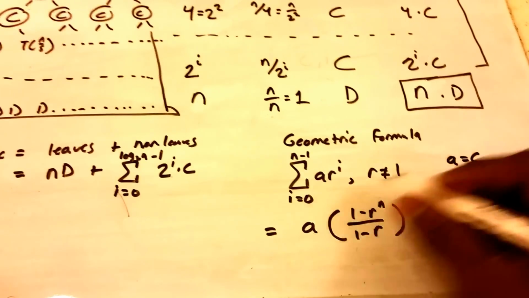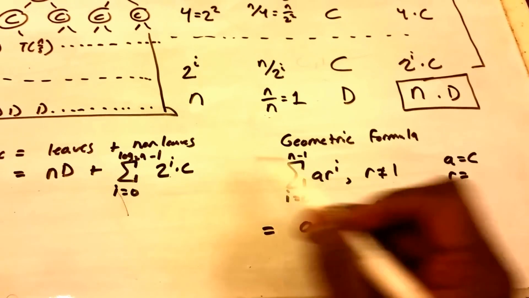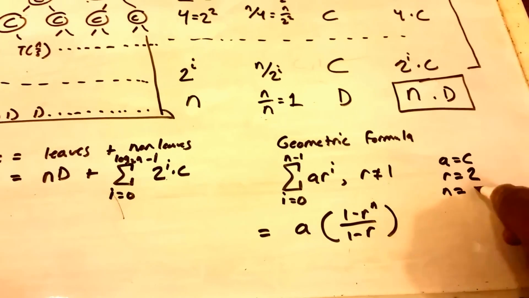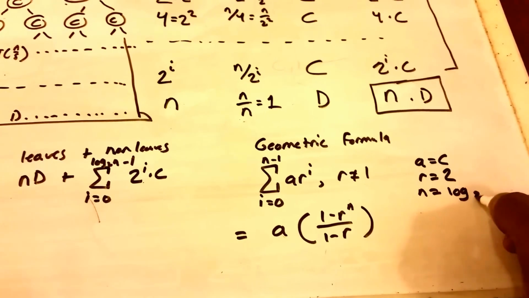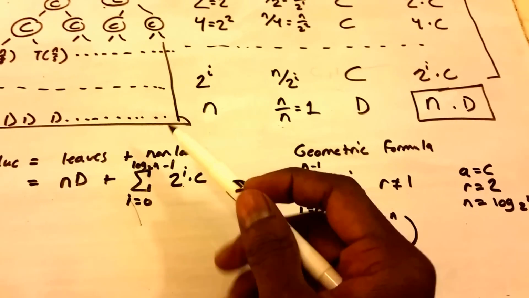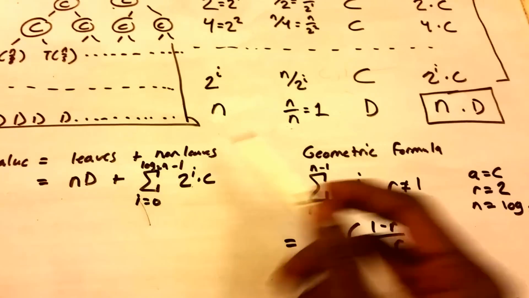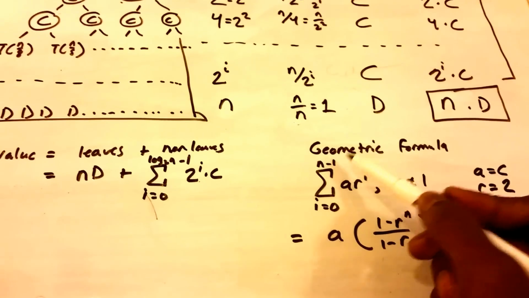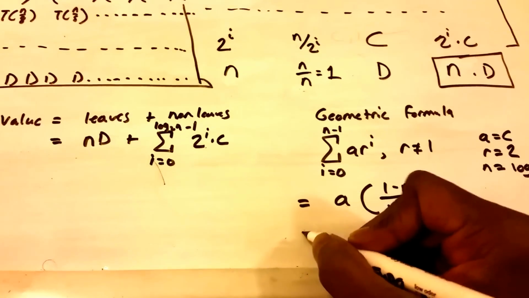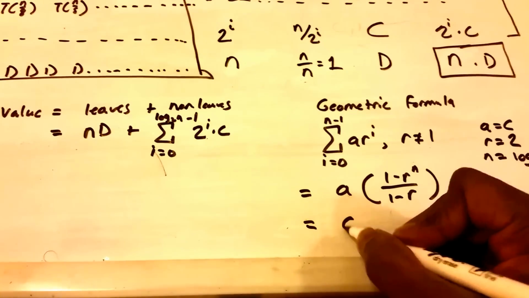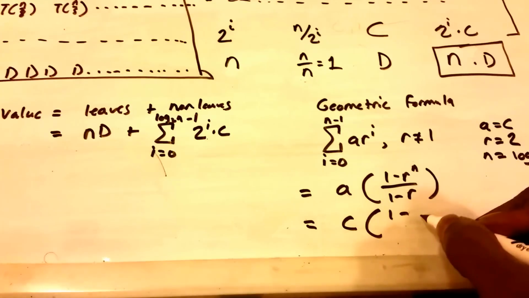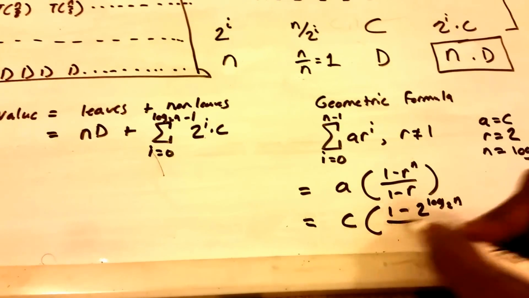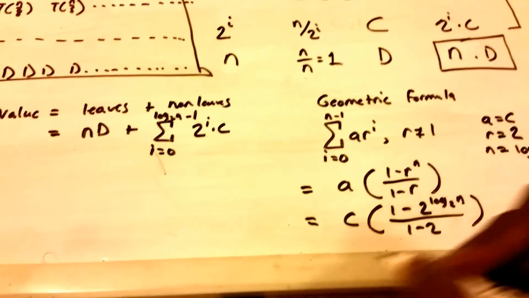Our r, of course, equals 2, because we have r to the i here, and we have 2 to the i here. And then our n equals log base 2 of n, because we have log base 2 of n here, and then we have n here. So log base 2 of n minus 1, and then we have n minus 1. All right. So now let's just plug all those values in here. So we get c times 1 minus 2 to the log base 2 of n, all over 1 minus 2.